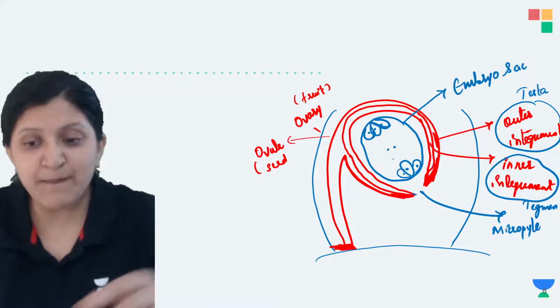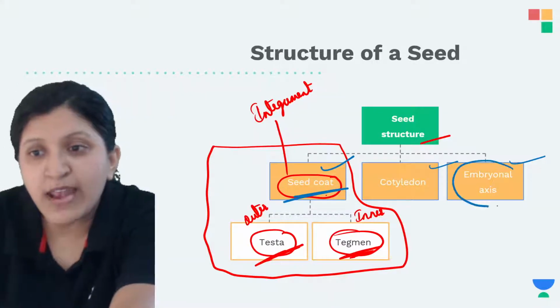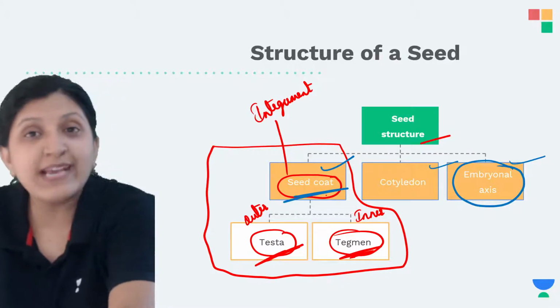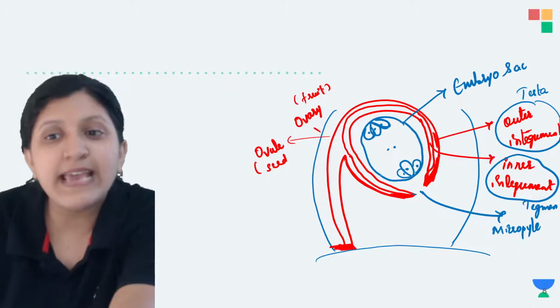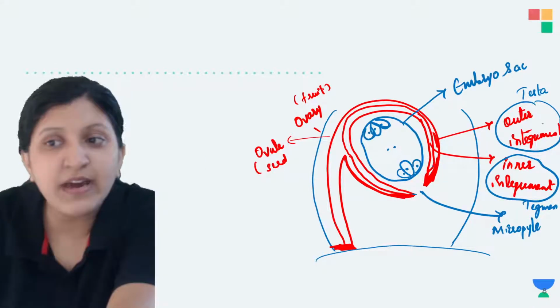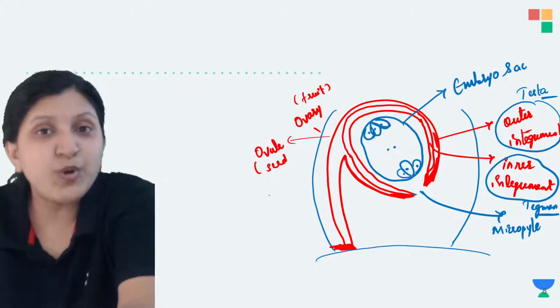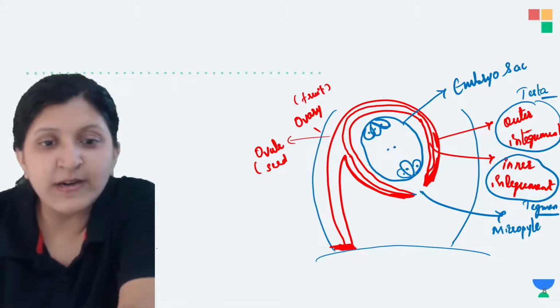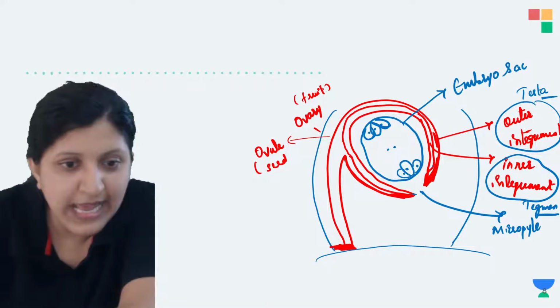So where is the embryo then? So here we were discussing, there is an embryonal axis that is present. So where exactly can you see this embryonal axis? That is inside this. So the protective coverings testa and tegmen are formed. So what are they protecting? They are protecting an embryo which is growing inside here. So this whole cell, I'll just show you this.